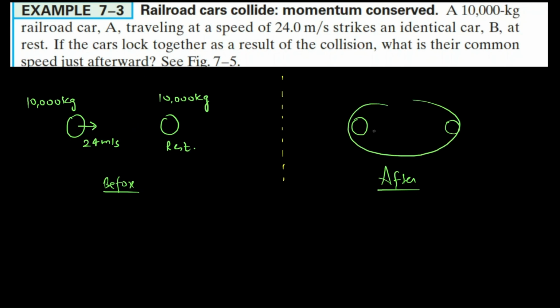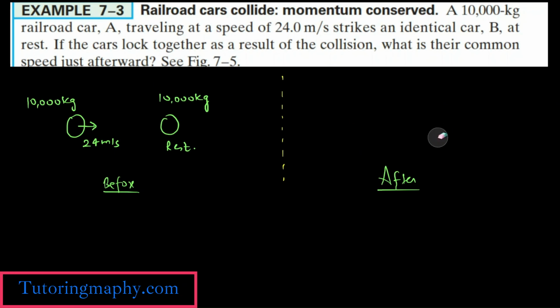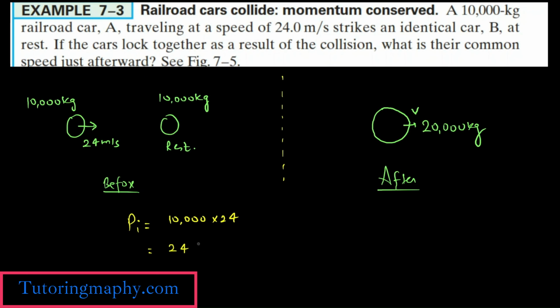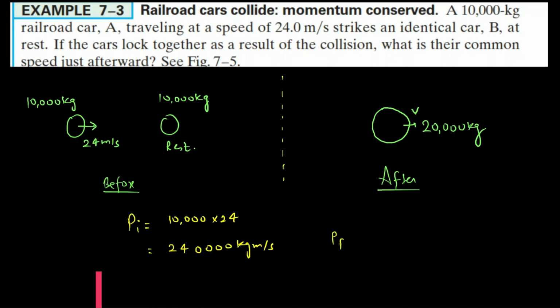Now afterwards, it actually will not look like this because remember that they lock together. So whenever they lock together, can I consider this as a single body with 20,000 kilograms traveling with some velocity v? Do you agree? Okay, all we have to do is conserve the momentum. So the initial momentum is only because of the 10,000 kilogram. So it will be 10,000 multiplied with 24, which is equal to 24 followed by 4 zeros kilogram meter per second. And the final momentum is going to be 20,000 multiplied with v, where v is the speed.